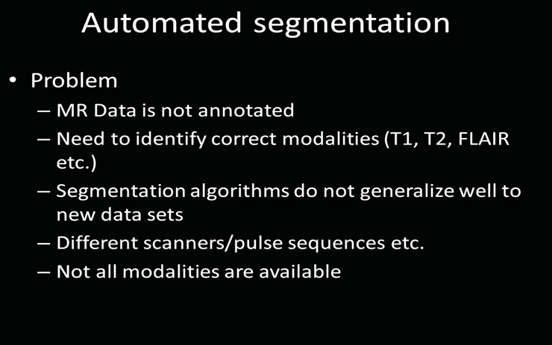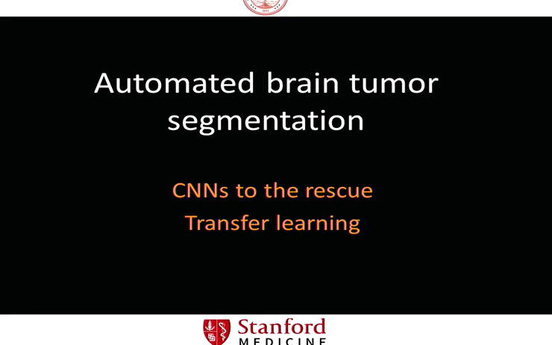So we wanted to develop an algorithm to do this and use it on the RTOG data, because our problem in this cohort is that the data set is not annotated. We also need to identify the correct modalities. One big issue in the community is that segmentation algorithms do not generalize well to new cohorts because the data is very heterogeneous, and in many cases not all modalities are available. So we started to develop a method for automated brain tumor segmentation.